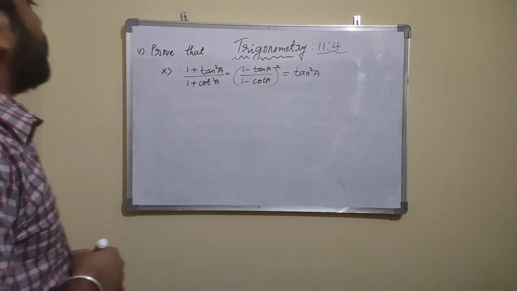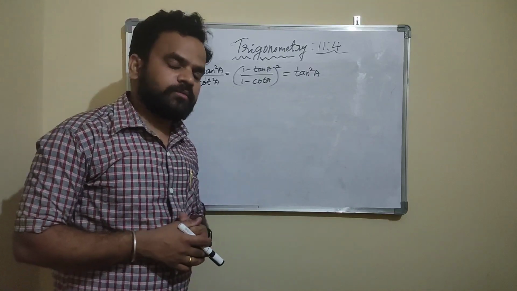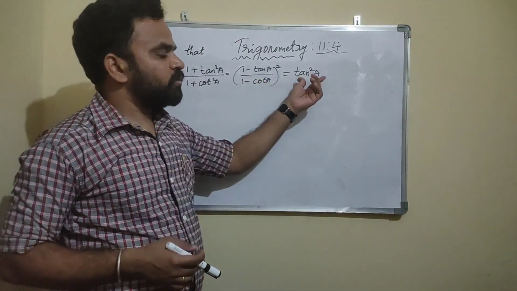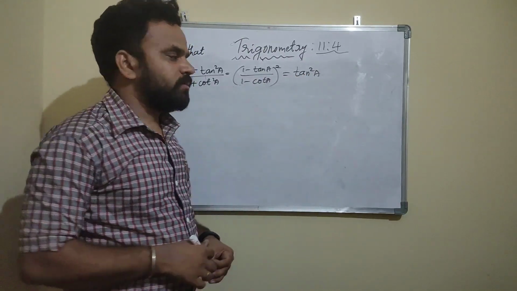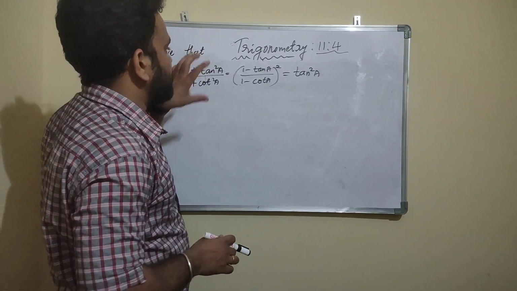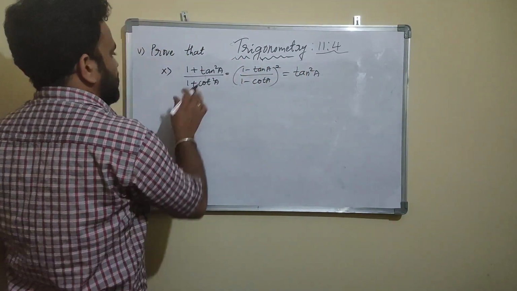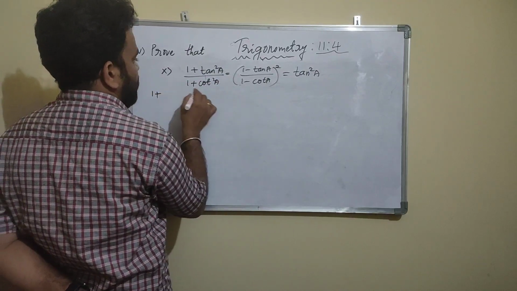Okay, so here is the last and the 10th problem to prove. Two things are given, and we need to prove both equal to tan square a, similarly to how we proved in the last problem. I will take LHS and RHS separately and prove both are equal to tan square a. So I will consider this first: 1 plus tan square a by 1 plus cot square a.